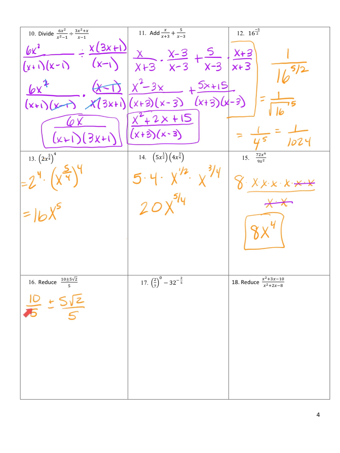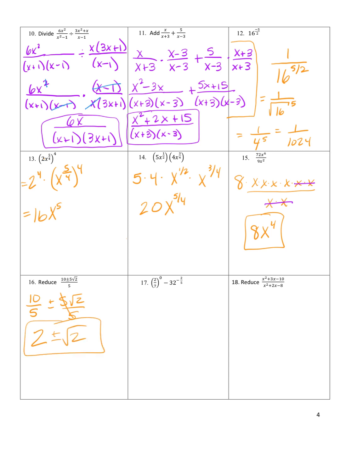I call this unadding fractions sometimes. If you take a fraction that has just a single term in the denominator, you can break it into 2 fractions. And then each of those can be reduced. 10 over 5, that's 2. And then here my 5's cancel, and I get plus or minus √2.